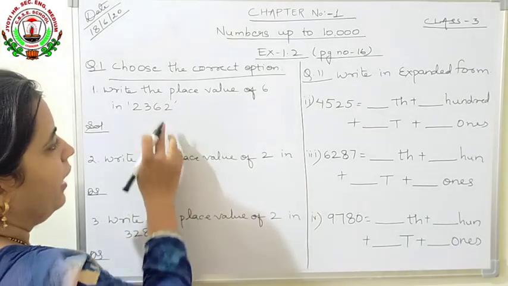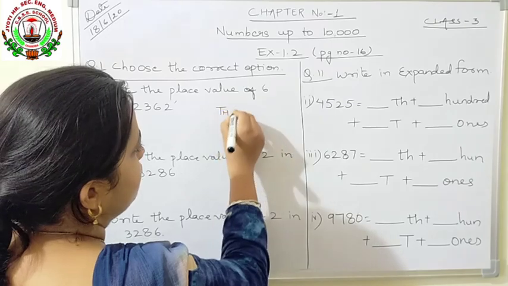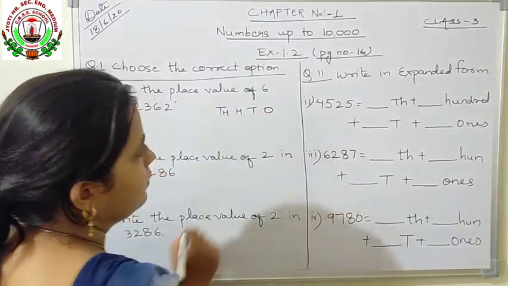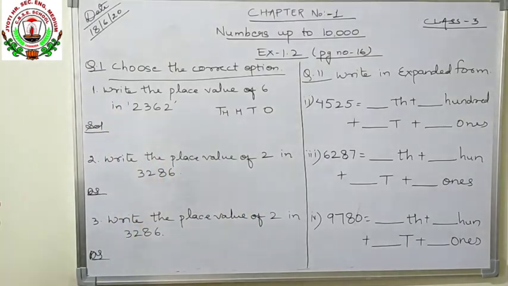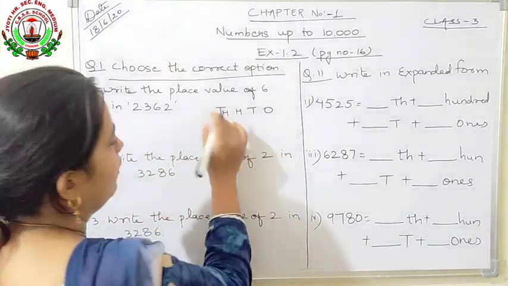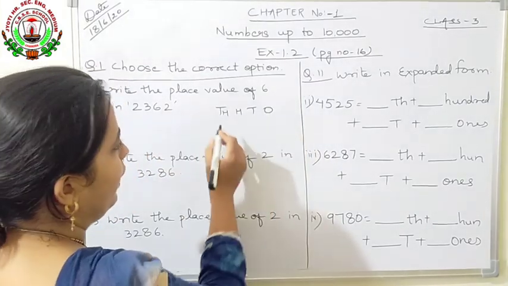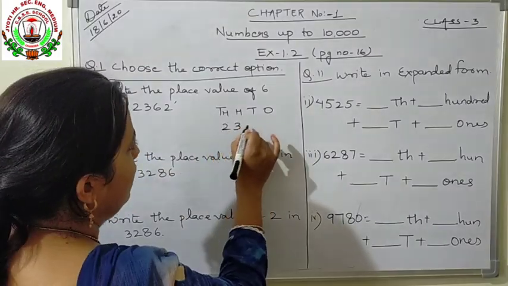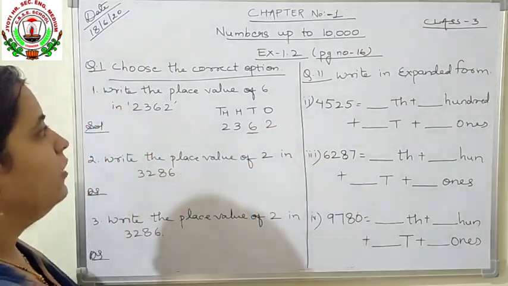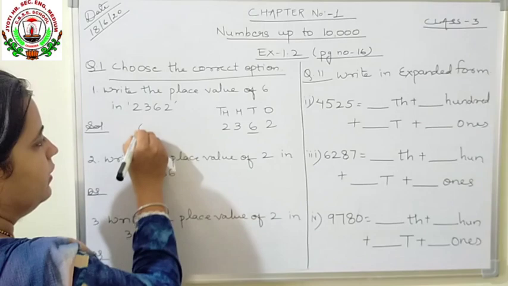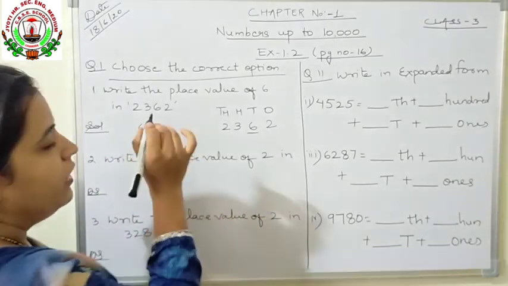Students, as you know, we learn the 4-digit number as 1000, 100, tens and ones. Ones, tens, 100 and 1000. So in which place is 6? For example, first you write the place values of the digits, then you write the digit 2362. So 6 is in the tens position. So the place value of 6 is 60.